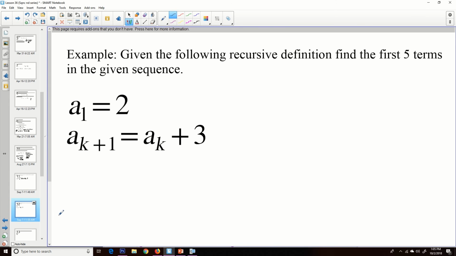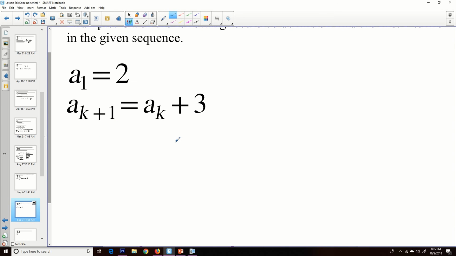Next, it says given the recursive definition, find the first 5 terms of the sequence. So this one's labeled a little bit differently than the one I did before. And so we'll start, they tell us the first term is 2, so we'll leave it there. And so this one I had a sub n and then a sub n minus 1. Well, we want to find the second term, a sub 2. Well, a sub 2 is in the k plus 1 term. So if k plus 1 is 2, then k would just be 1. A sub 1 plus 3.